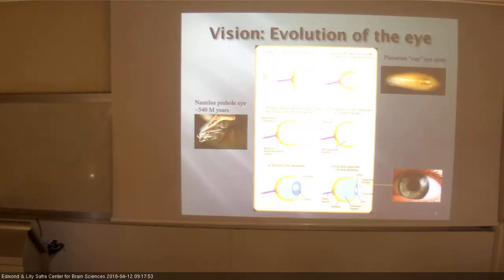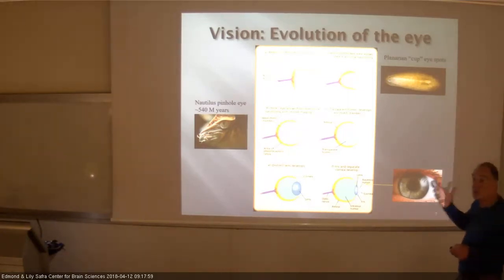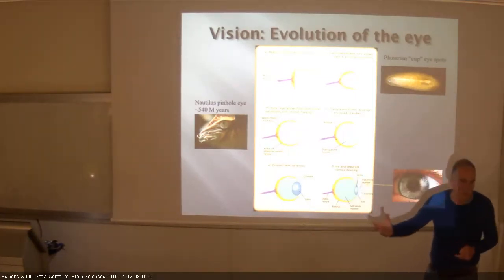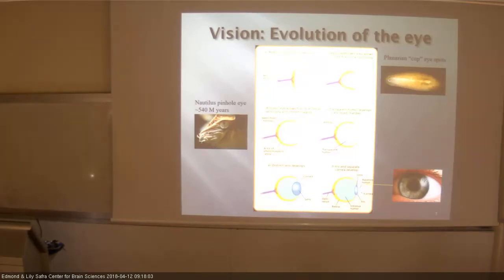And the point to notice is that the eye has evolved, and what's amazing is that you can find what are called living fossils, still living, which have the same eye as they had hundreds of millions of years ago. One example is the Nautilus here, which evolved 540 million years ago.